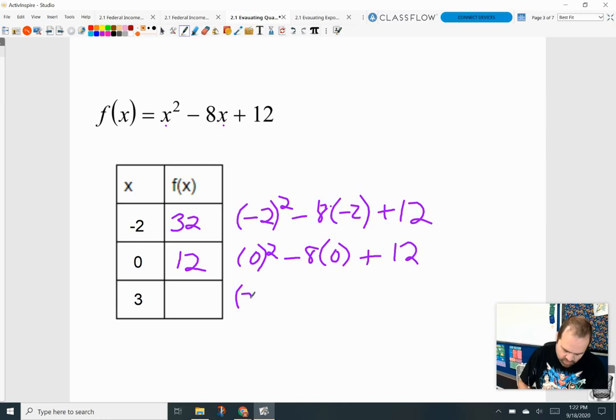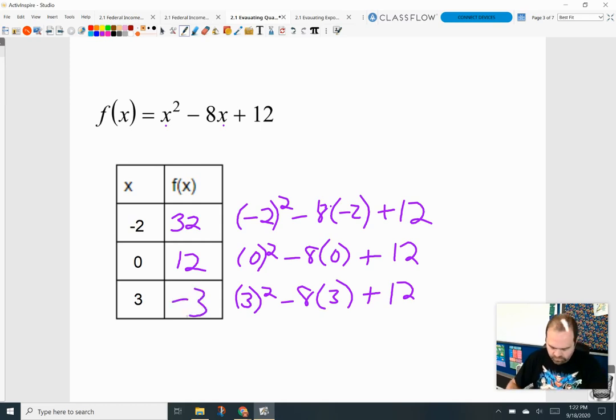And then last but not least, I'm going to plug in 3. 3 squared minus 8 times 3 plus 12. Got -3 on that one. Okay, double check those, especially if you're using the calculator on your phone. Those aren't nearly as friendly with the squaring and the parentheses and all that. Double check them on your phone, please. All right, moving right along.